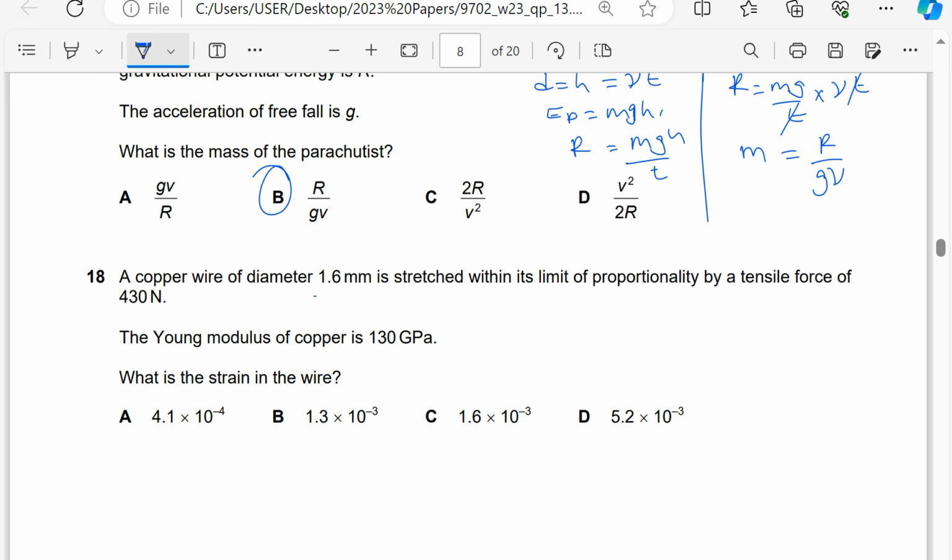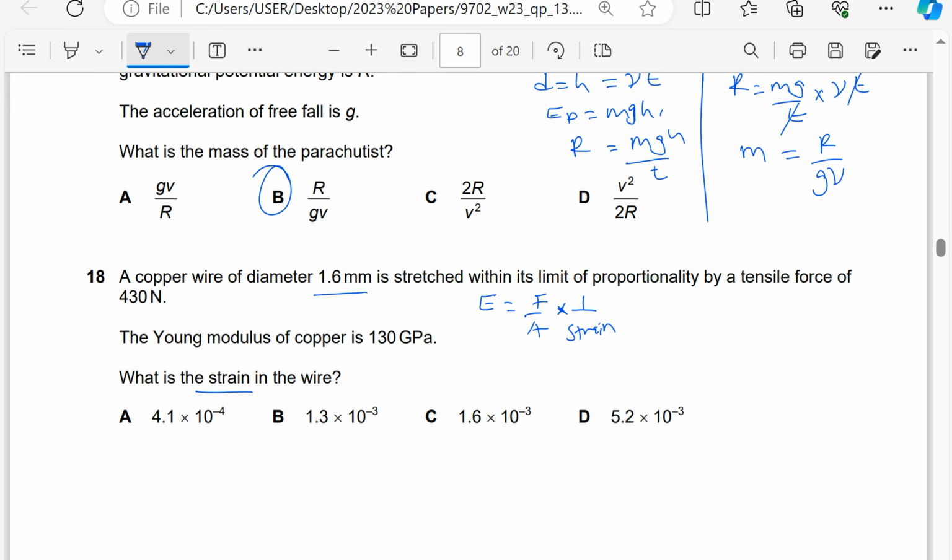A copper wire of diameter 1.6 millimeters is stretched within the limit of proportionality. So it means F can be equal to Kx, or Young modulus is equal to stress over strain. So Young modulus is stress, which is force over cross-sectional area, times 1 over the strain. It is stress over strain, so it is stress times 1 over strain.